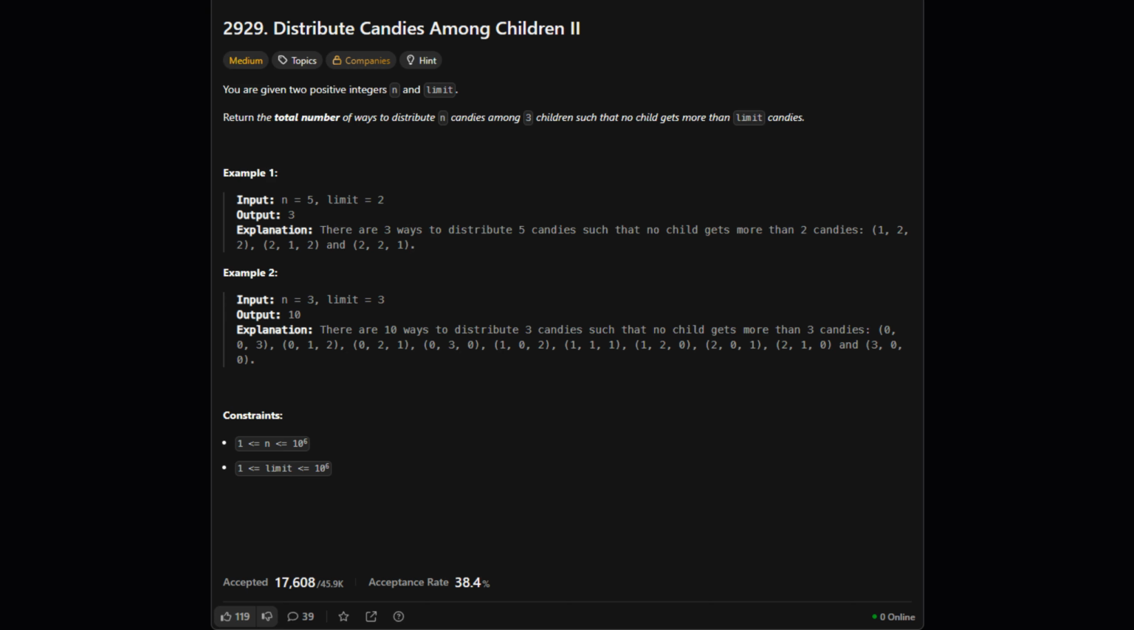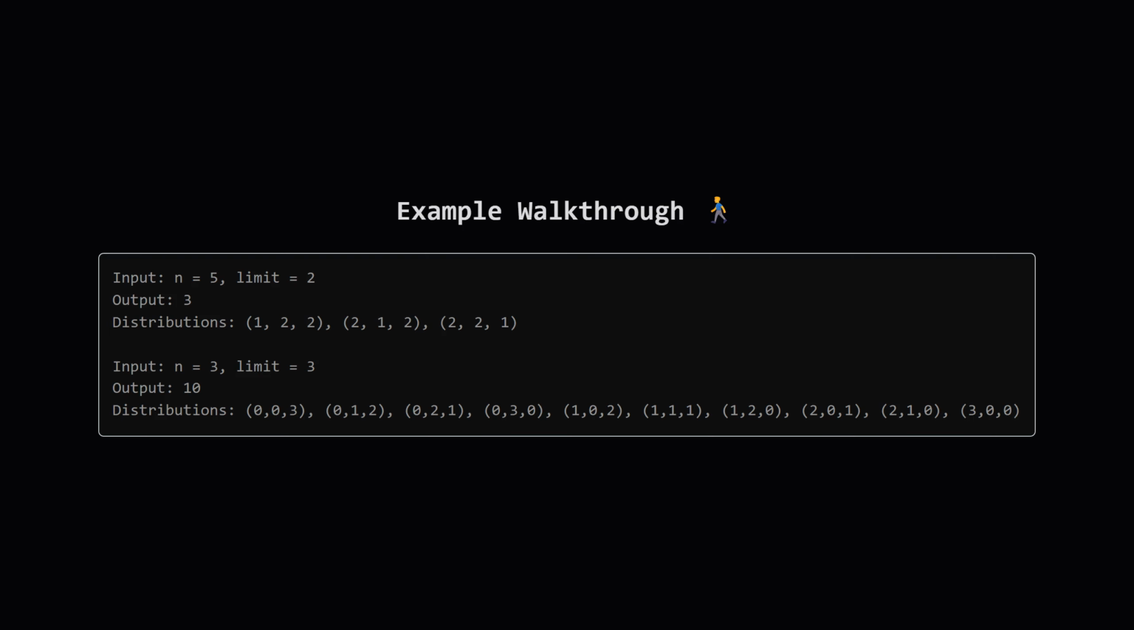For example, if one child gets 2, another gets 1, and the third gets 2, that's one way. If they get 1, 2, 2, that's a different way if we're considering which child gets which amount. The constraints tell us that n and limit can be pretty big, up to 1 million. Let's look at an example.